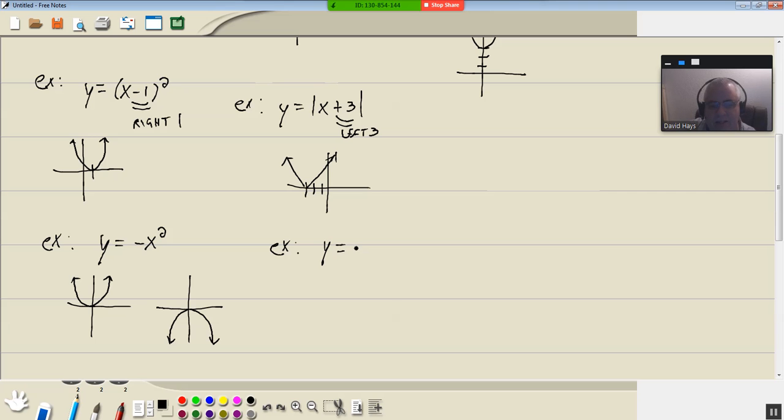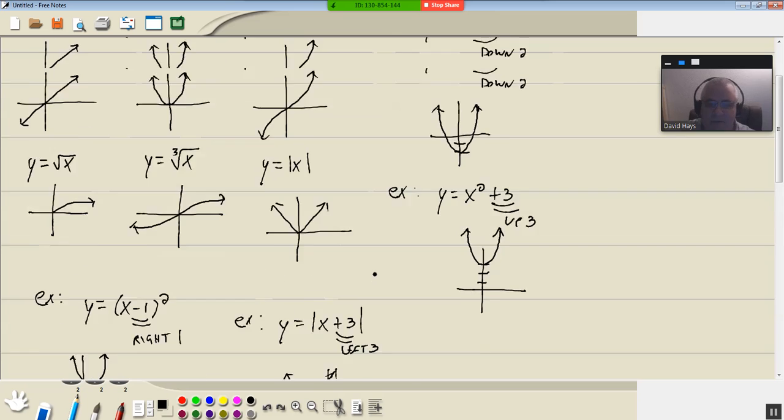Now if I had y is equal to the square root of negative x, instead of the negative being out in front, let's say the negative is inside with the x. Well, this is going to reflect across the y-axis. Now, square root of x, remember, looks like this. So if we reflect it across the y-axis, it would end up looking like this. So that'd be our graph. Now, those are our reflections.